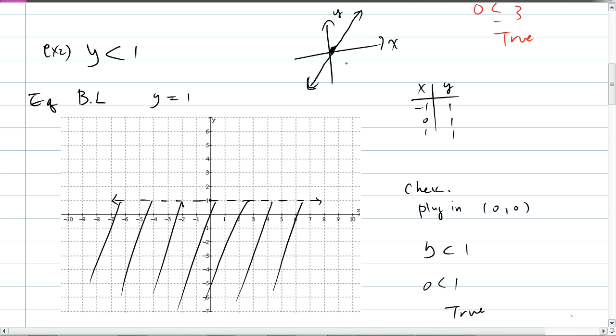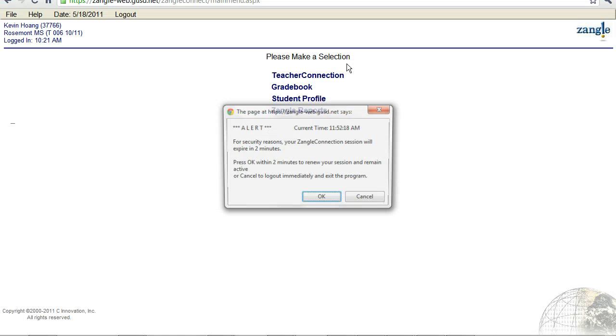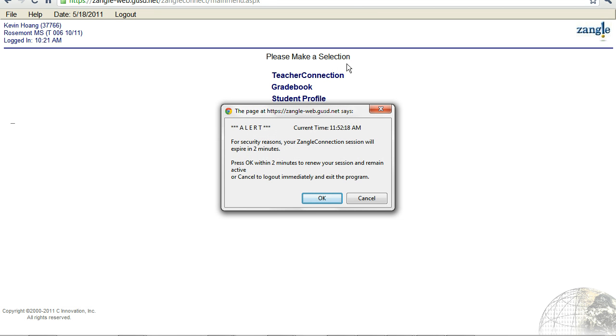So then, what do you do if you can't use 0, 0? You could use 1, 1, if that's not a point on the boundary line, right? Basically, you don't want the point that you're checking to be on the boundary line. Or how about 0, negative 1? How about 0, 2? Is that okay? Do you understand? Okay.